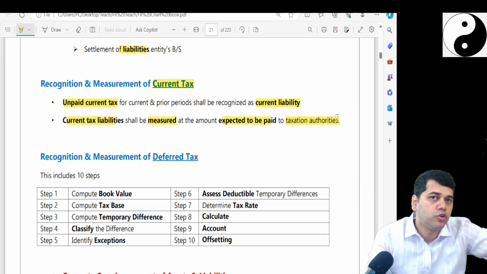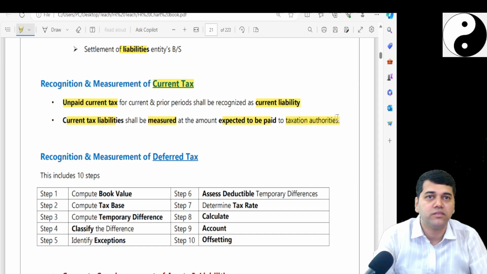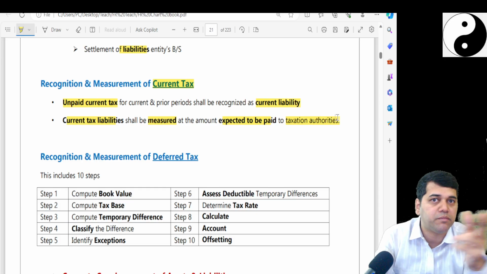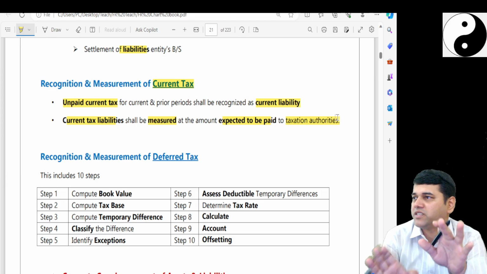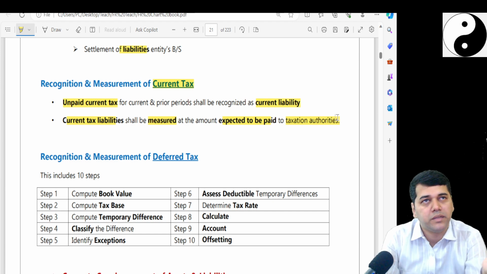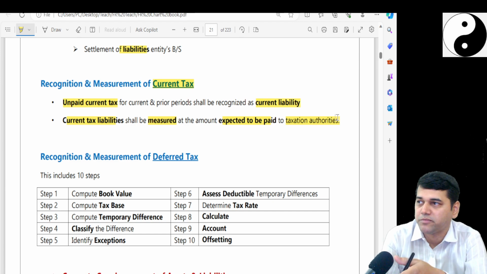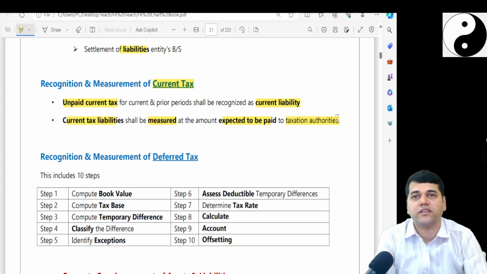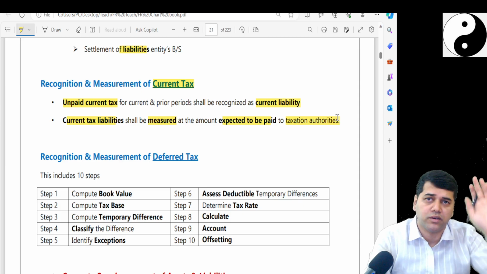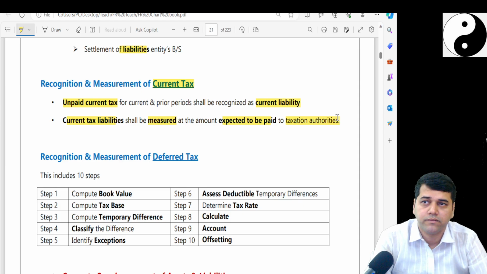Maybe tomorrow they may add back more things and an order comes. If I know that they are going to add it back, then better to provide more liability. Finish. We don't have much headache. There are not many calculations. It's a very simple thing: on profit, whatever add-back adjustments you do, you say this is my current tax. Finish. This is what we have learned at the Inter level or B.Com level.